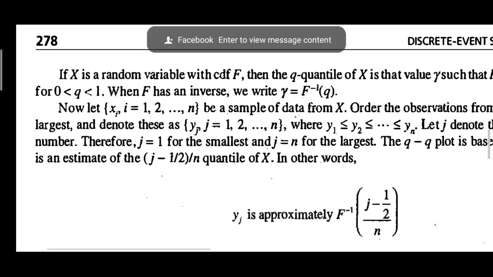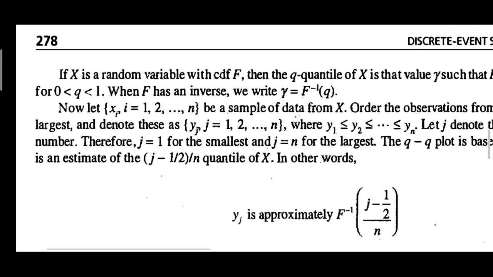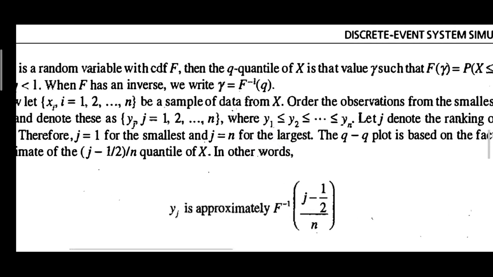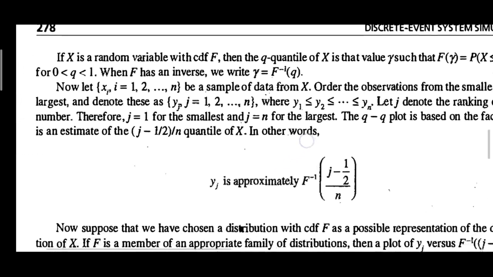When F has an inverse, how do we represent the inverse function? Write gamma now, which is equal to F inverse of q. That's it, F inverse of q, the inverse function of that quantile.